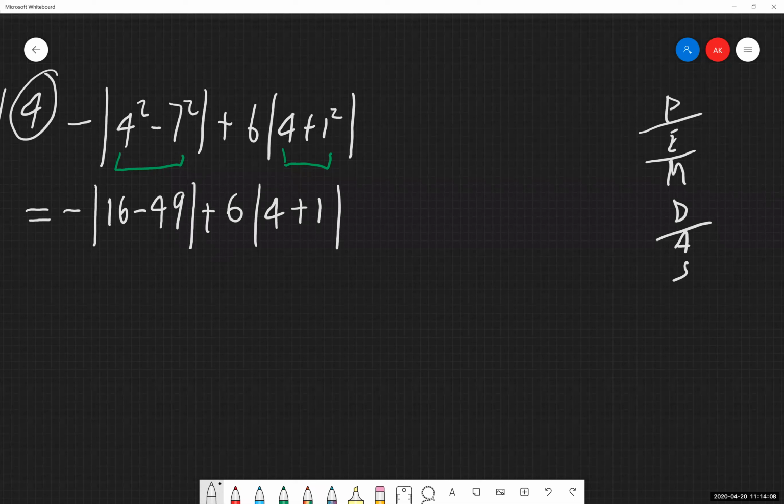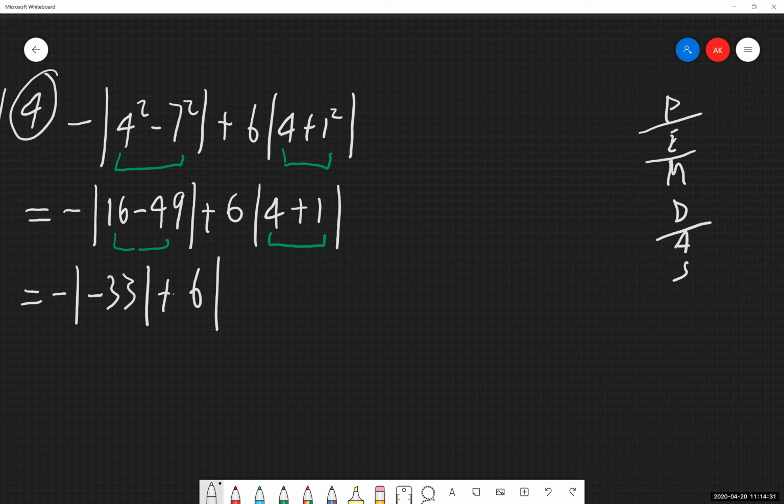Now, I still have things I can do inside these absolute value signs, which means I'm not done with parentheses yet. So I have 16 minus 49. If you need to use your calculator for finding that, that's fine. 16 minus 49 is going to give me negative 33. And then for the other one, I have the absolute value of 4 plus 1. That's going to give me 5. Write that in there.